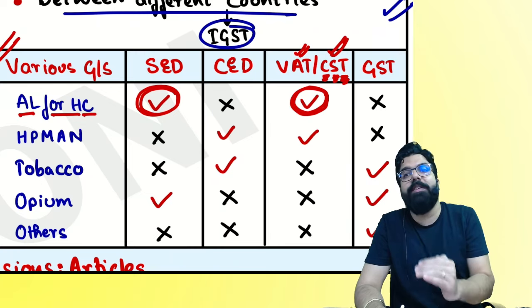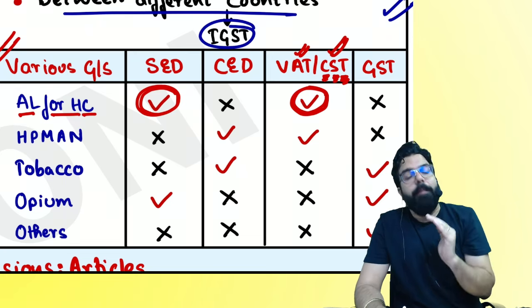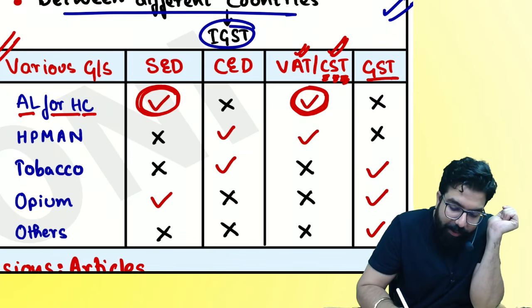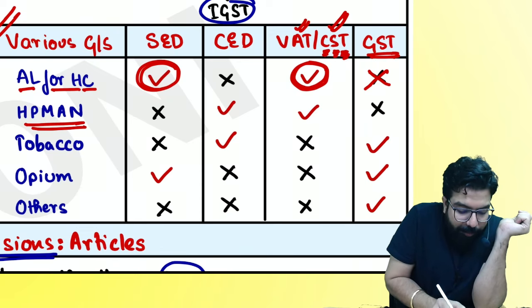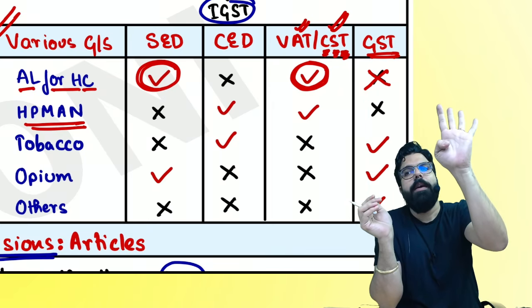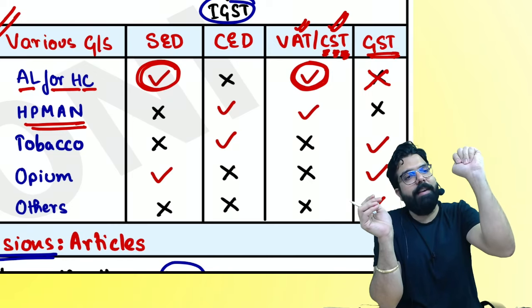When you are selling from one state to another, what do you have to charge? CST, central sales tax. But if you are selling within the state, what will you charge? VAT. GST is not there on alcohol. Can I go ahead, everyone? Next. You remember HP man, everyone? What is HP man? High speed diesel, petroleum crude, motor spirit, aviation turbine fuel and natural gas.